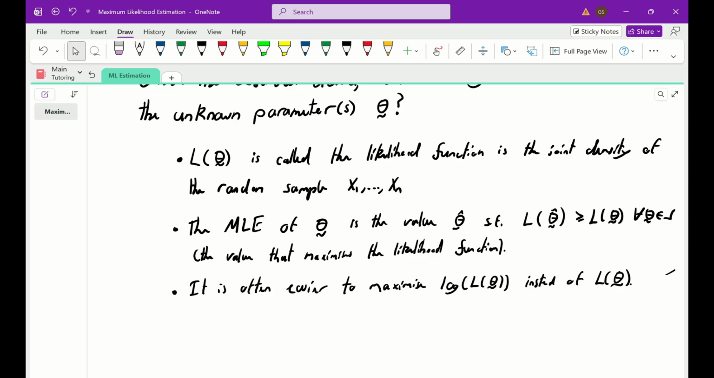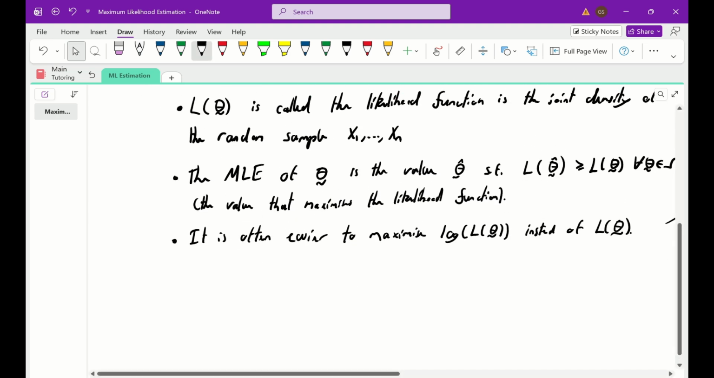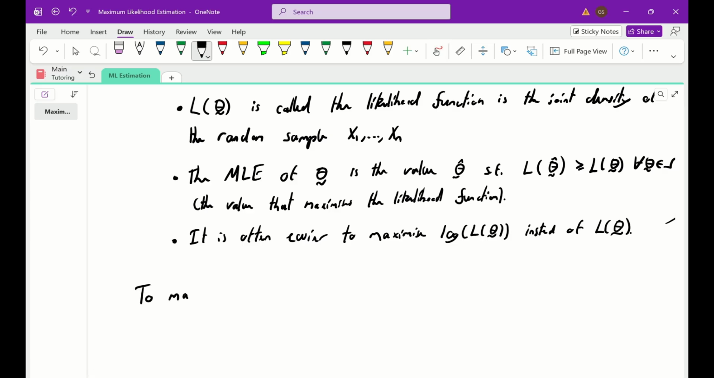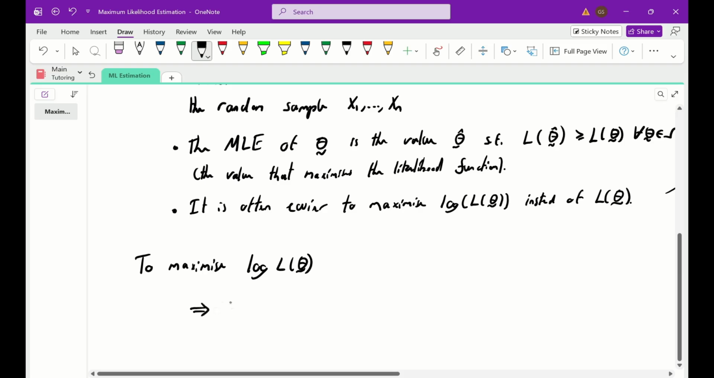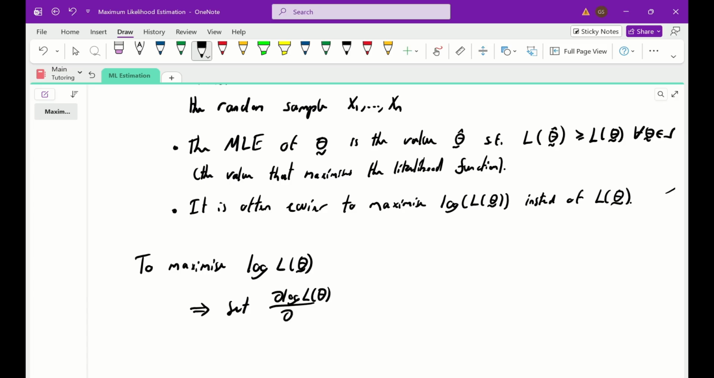So I touched on this before, but usually that's by taking the derivatives and setting it to 0. Right? So to maximize the log likelihood, you can take the derivatives and set it to 0. So to maximize the log likelihood, set the derivative of the log likelihood with respect to your parameter equal to 0, right? So the parameter could be a vector here.